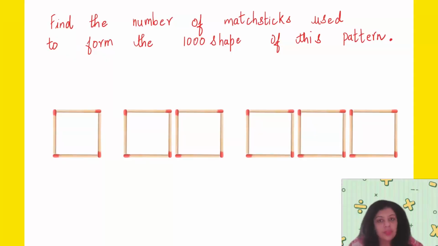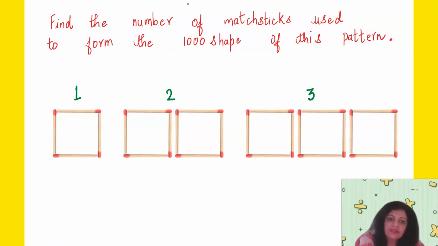Let's find out the number of matchsticks used to form the 1000th shape of this pattern. We can see that this pattern consists of squares. The first figure has one square. The second figure has two squares. The third figure has three squares. We have to find out the number of matchsticks used to form the 1000th shape of this pattern.